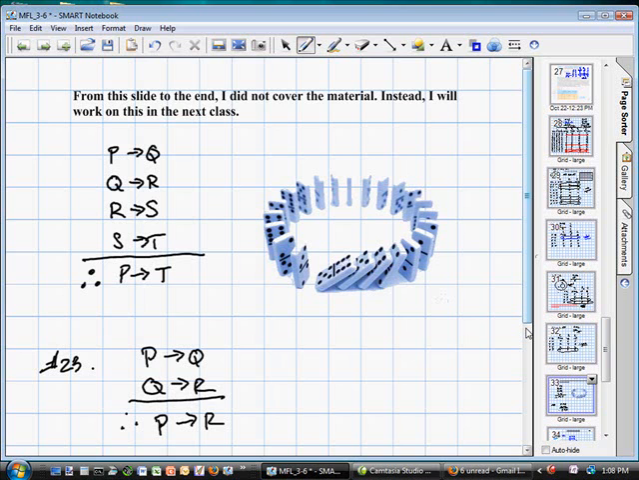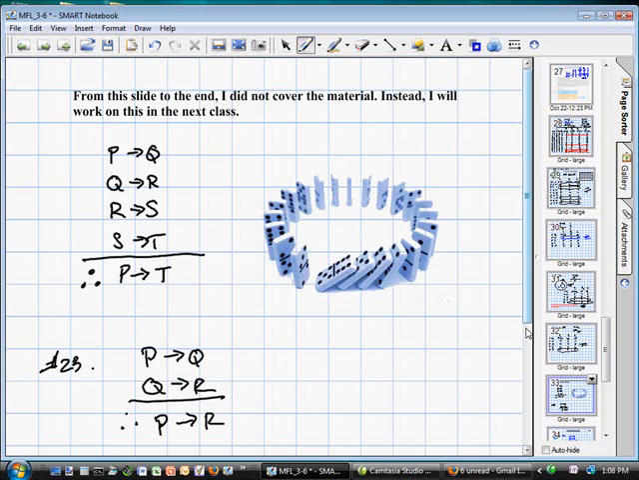Okay. Now, they're not all that long. Like, look at number 23. I've got it at the bottom there. First premise is if P, then Q. Second premise is if Q, then R. Can you find the valid conclusion? Can you see how it chains? If P, then Q, and if Q, then R. Doesn't that tell you that if you start with a P, you're going to end with an R?